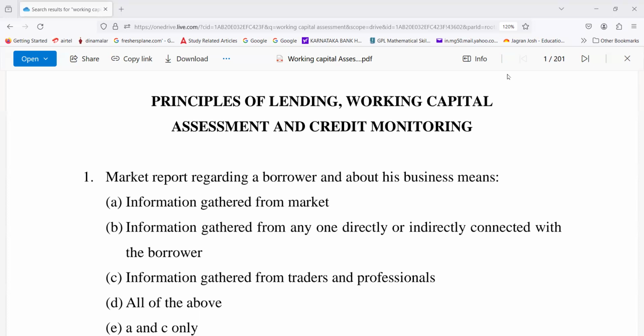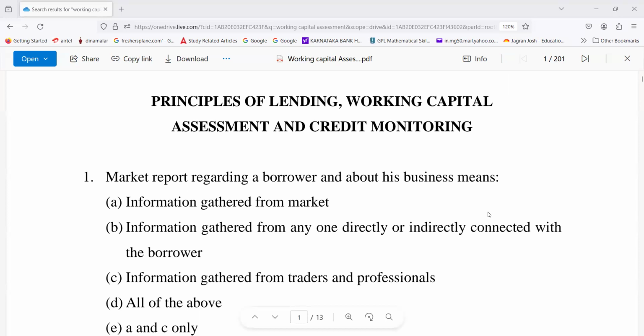Good morning, candidates. This is the session for working capital assessment and credit monitoring. This will be of use for your interviews. Though you have cleared your objective test, if you understand these aspects, this will help you in your interviews.